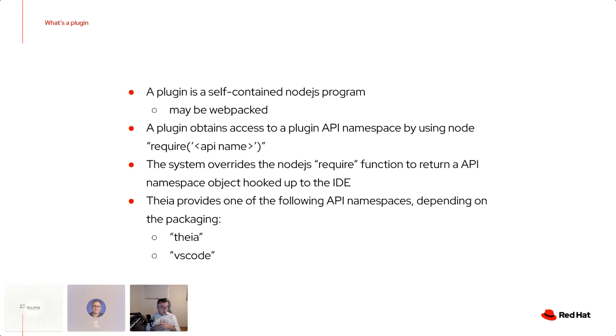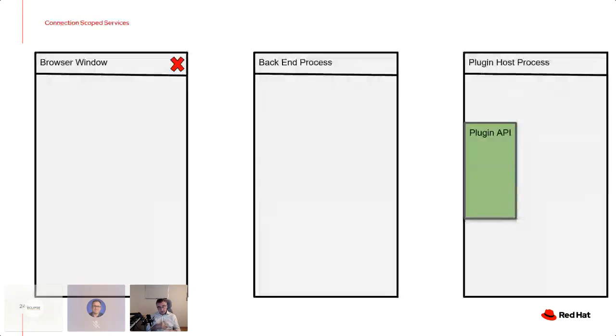Theia provides one of the following API namespaces depending on how you package your plugin. One is Theia and one is VS Code. They're very similar except for the naming. For example, in the Theia API, we talk of plugins, and in the VS Code API, we talk of extensions. So how is it implemented? We've said that we want to run the plugin as a separate host process, right? So on the right, we see the host process.